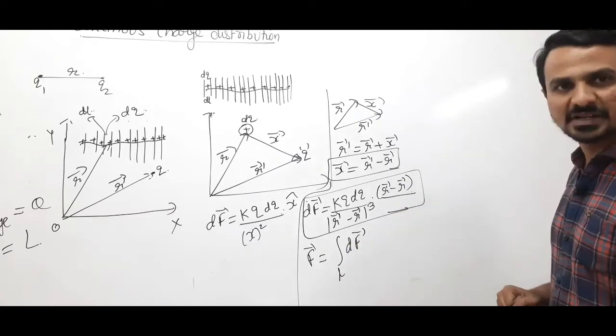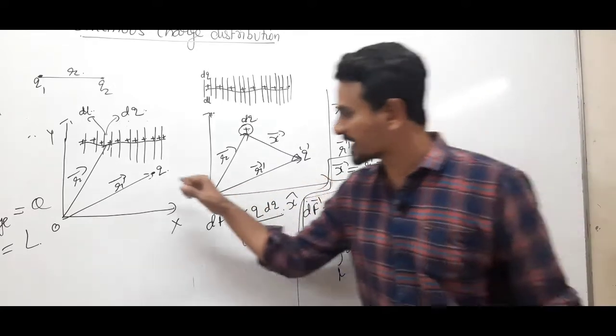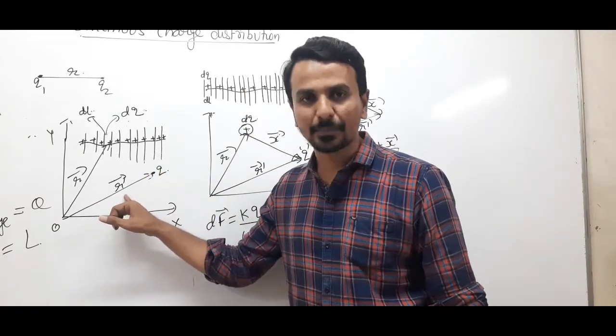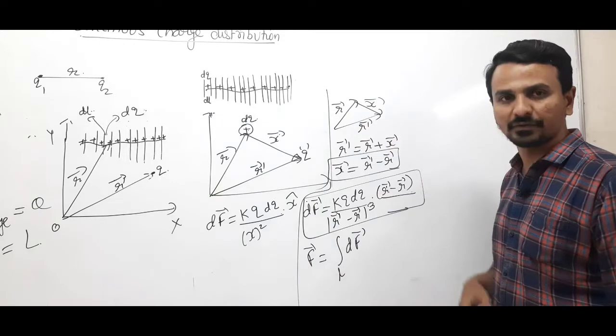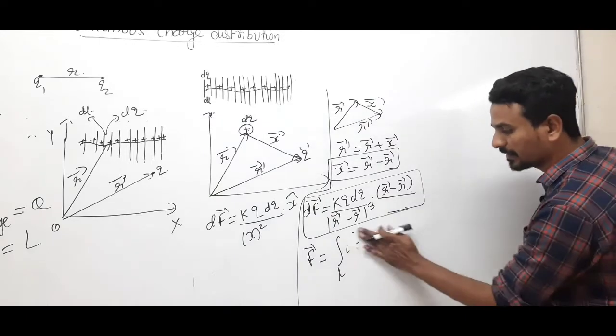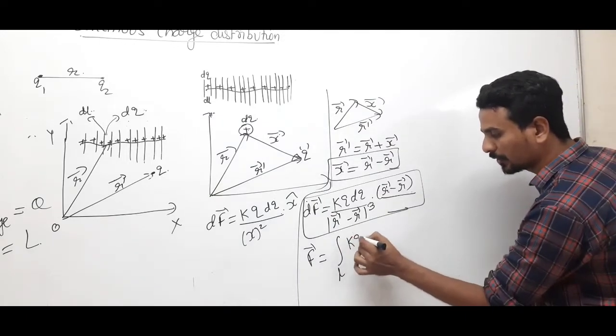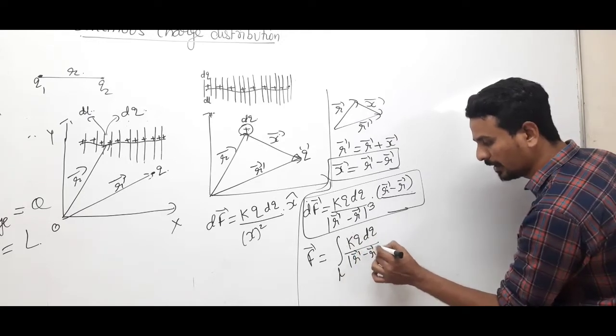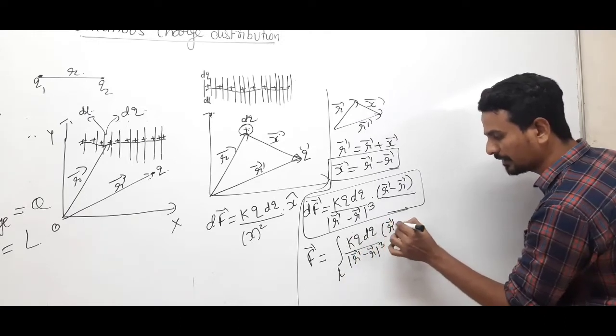This is how total force can be calculated. So the total force acting on a charge q which is at a position r dash along the xy plane will be equal to integration of this. That means this is equal to k q dq upon r dash minus r, the whole cube into r dash minus r.